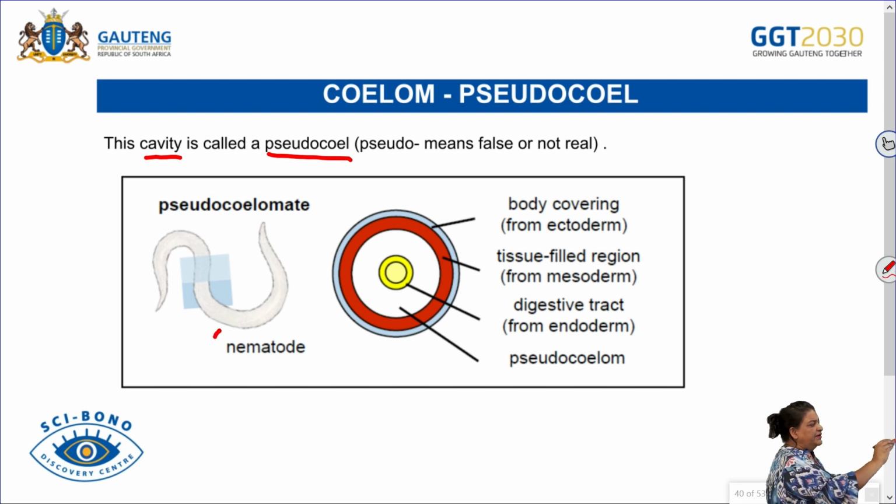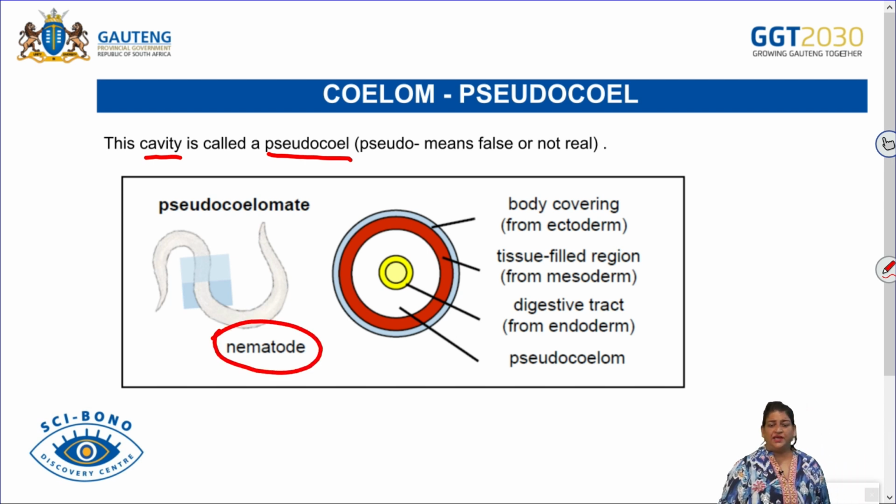Right, and that's found in a nematode. What's a nematode? A nematode is actually your worms that live in your intestine, the parasitic worms. They don't move around because they hook onto your intestine, and those ones have a cavity called a pseudocoel. Right, so that's your nematodes. That is your tapeworms, which you're going to learn about as well.